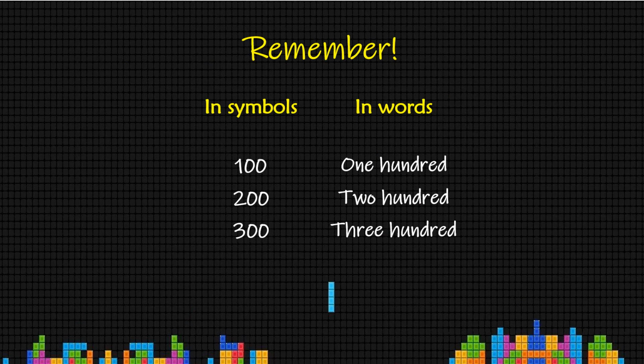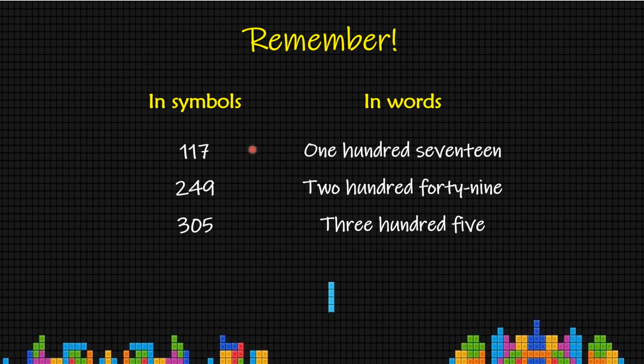For the counting numbers by hundreds, we just write the digit in hundreds place and add 2 zeros. So we have 100, 200, and 300. So now let's add the values of tens and ones in the values of hundred. So here we have 117, 249, and 305.